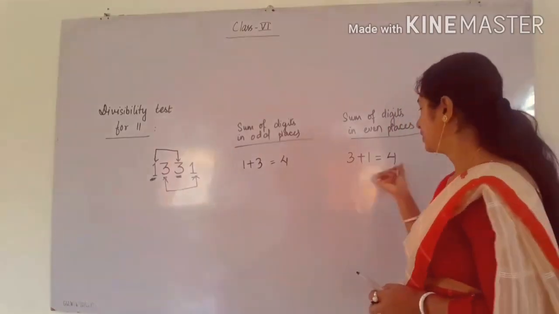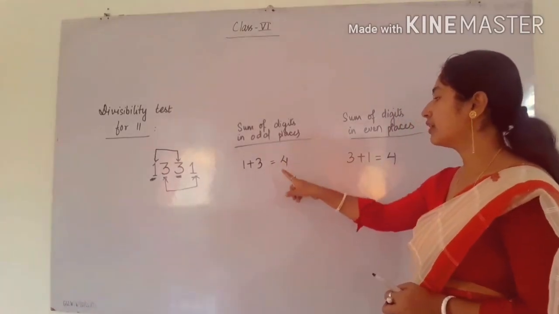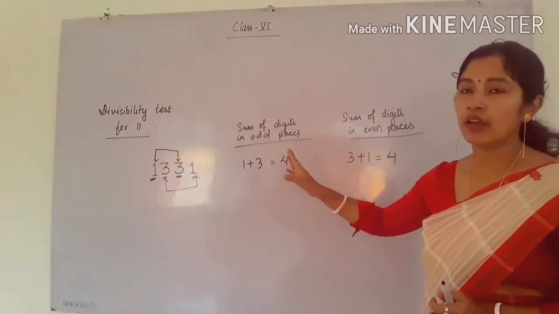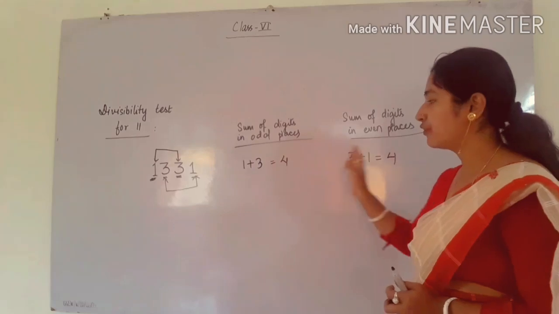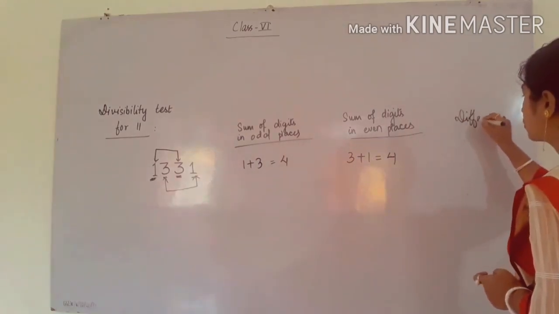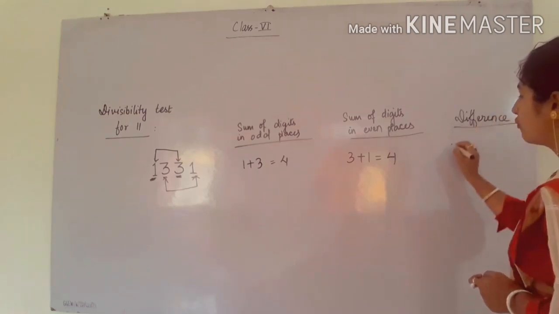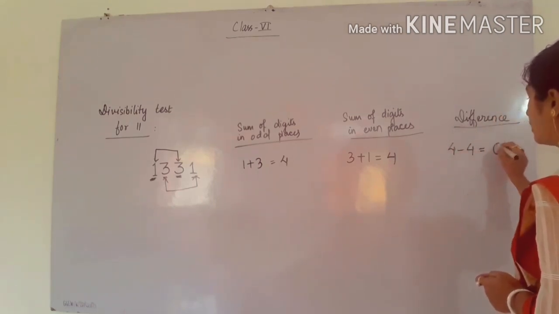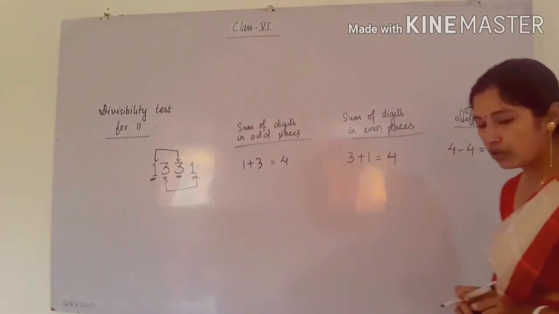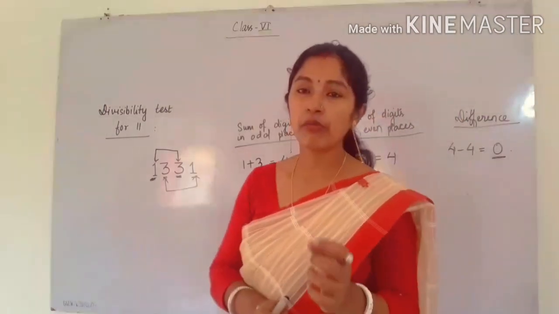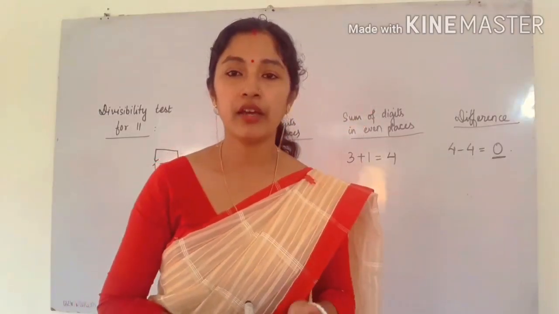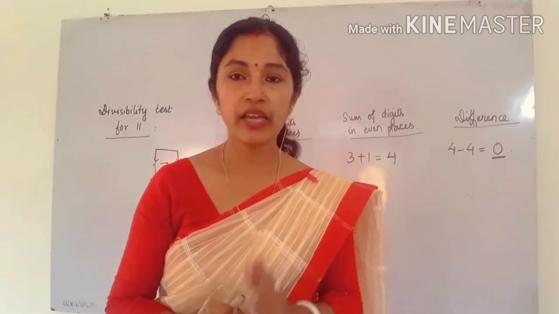Now what you have to check? The two sums, the sum in even places and the sum in odd places. Now you have to write the difference of the two numbers. The difference will be 4 minus 4, that will be equal to 0. Now you have to see whether this is divisible by 11 or not. So yes, 0 is divisible by 11. 0 is divisible by any number.